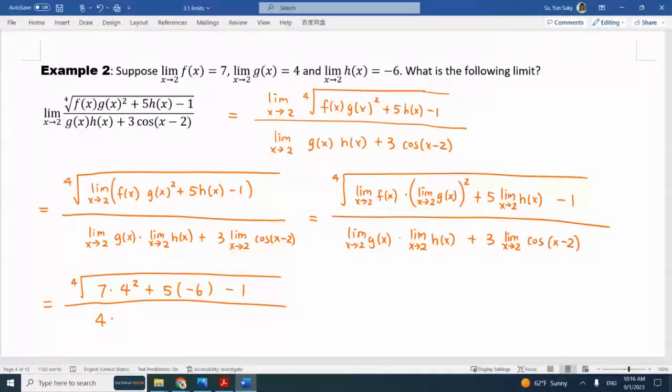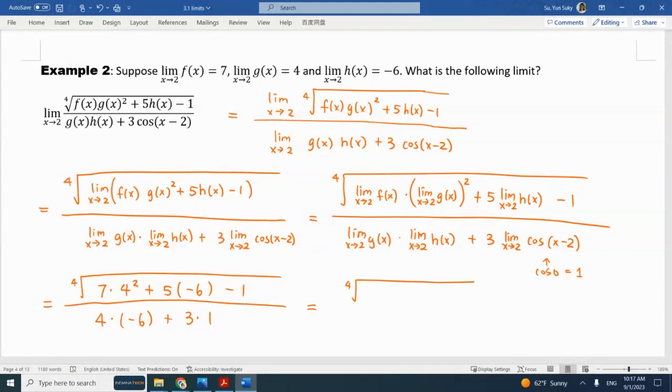Limit of h? -6 plus 3 times limit of cosine. Okay, let's plug in x is 2. What's 2 minus 2? 0. What's cosine 0? 1. Right, everybody? So when we plug in, we get cosine 0, and that's 1. And you get 3 times 1 is 3. Good. Let's keep going. Fourth root.